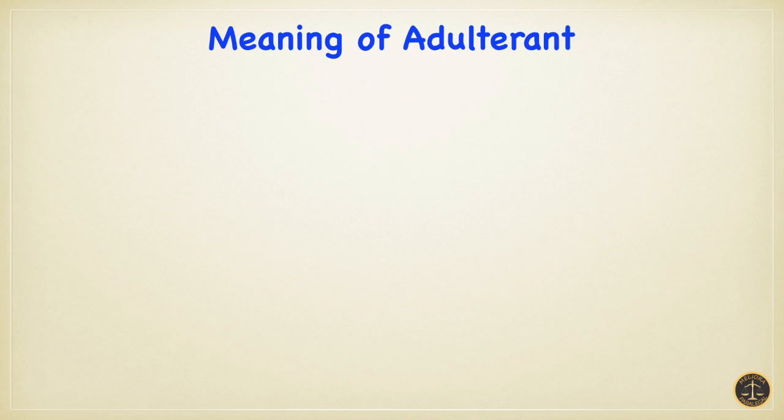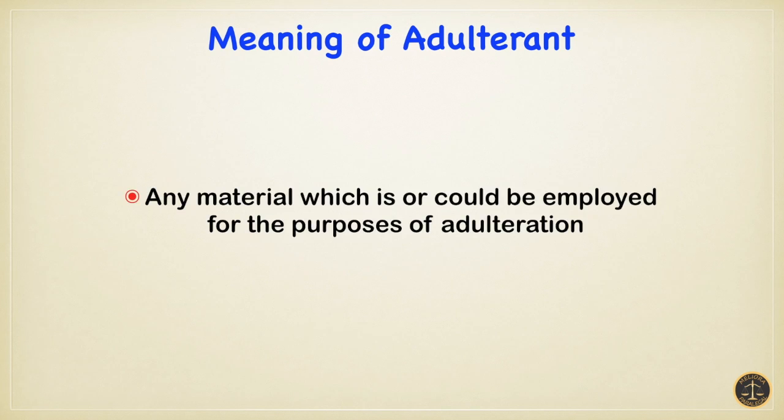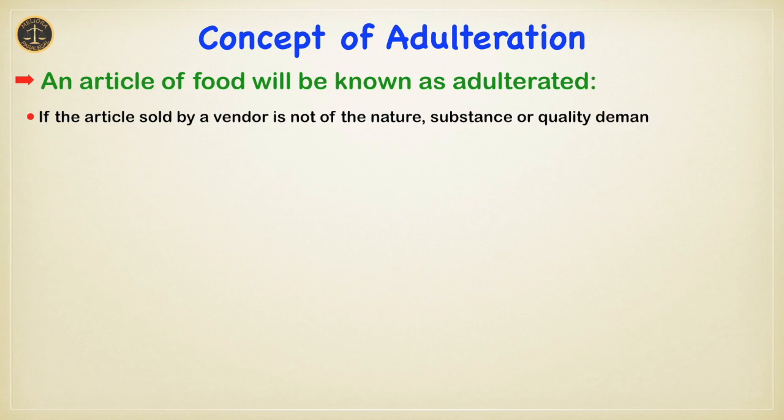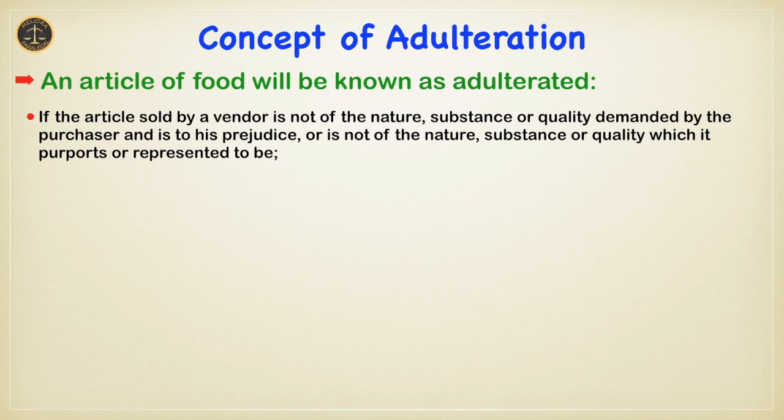Now, come to the meaning of adulteration or adulterant. Any material which is or could be employed for the purposes of adulteration is an adulterant. Now, next, concept of adulteration. An article of food will be known as adulterated if the article sold by a vendor is not of the nature, substance, or quality demanded by the purchaser and is to his prejudice, or is not of the nature, substance, or quality which it purports or is represented to be.